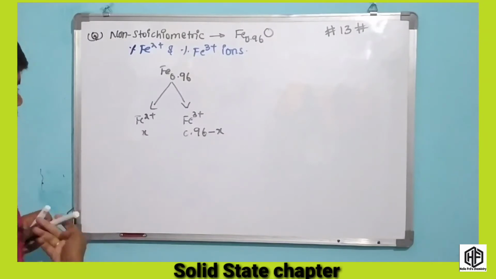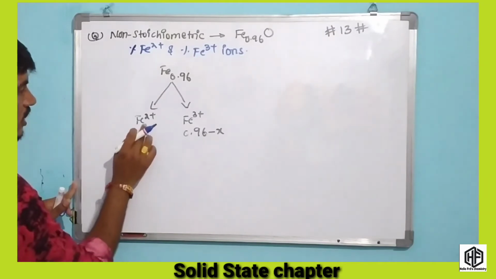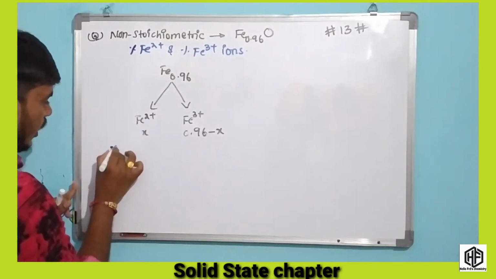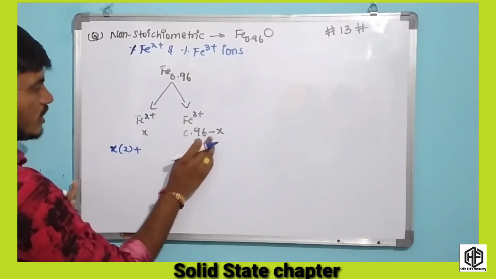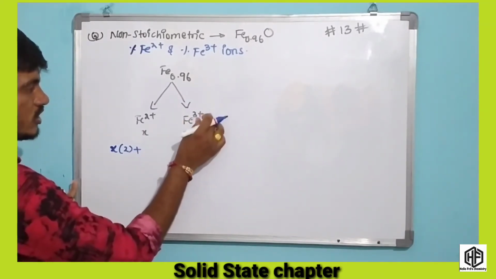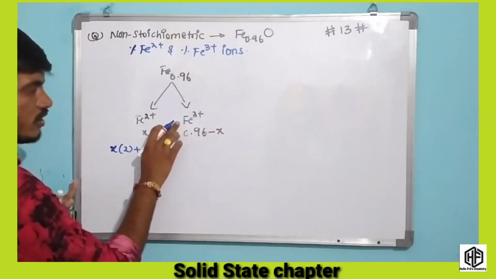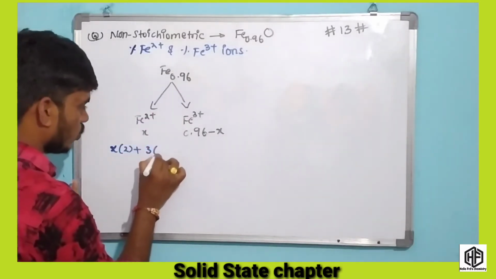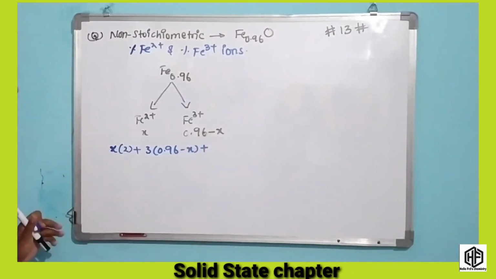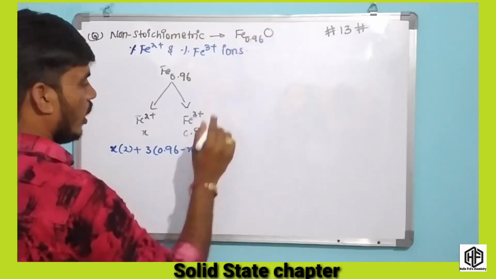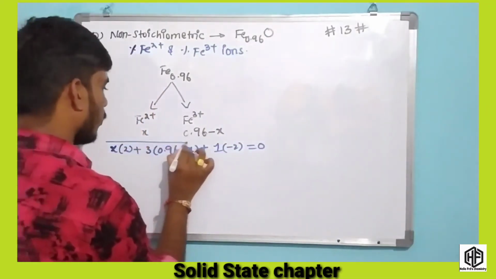Now what about the Fe2+ ions? X ions are present, and the charge is plus 2, so X into 2. And the Fe3+ is 0.96 minus X ions, with charge plus 3, so 3 into (0.96 minus X). And for oxygen, the valency is 2 and there is 1 oxygen, so 1 into minus 2, and the sum is equal to 0. Okay friends, this is very important.